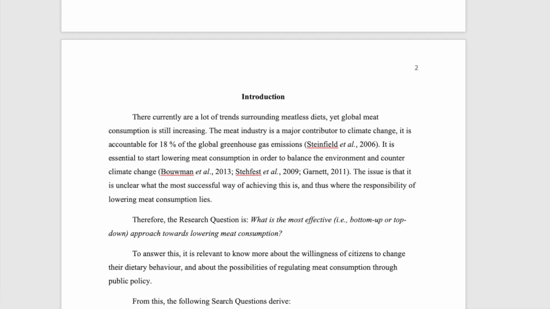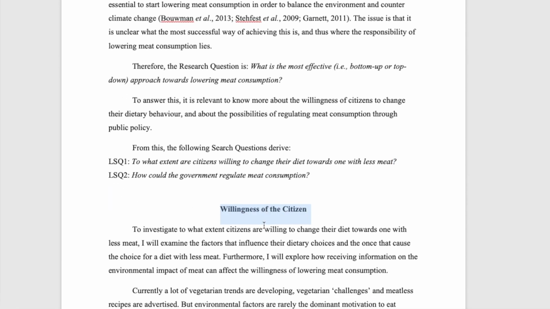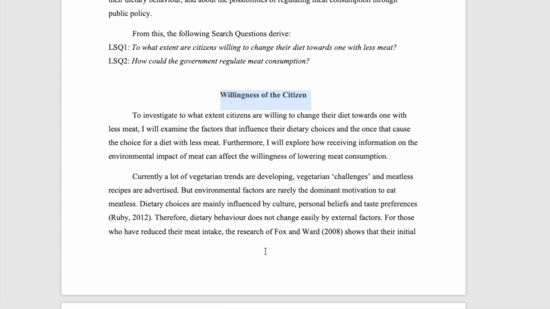Please state this explicitly. So here the student has written, from this, the following research questions derive, and then to what extent, and so on, question mark. So they've explicitly stated the research question and their literature search question. Great. They've also centered their main header for their aspect 1. Great.